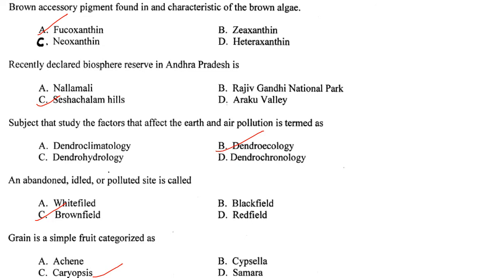An abandoned, idled or polluted site is called. This is also a repeated question. Answer is brownfield. Answer option C. Grain is a simple fruit characterized as caryopsis. Answer is option C. All these are direct questions.